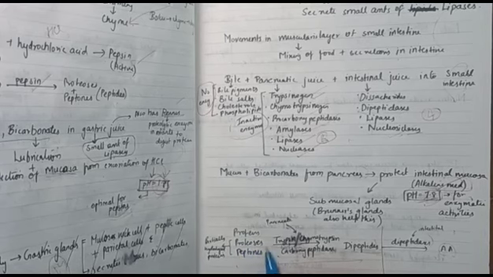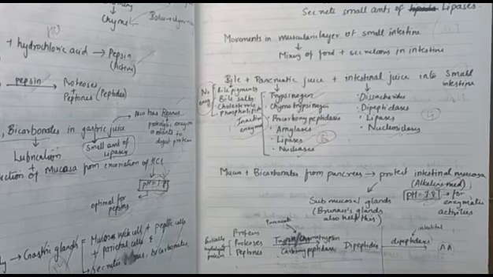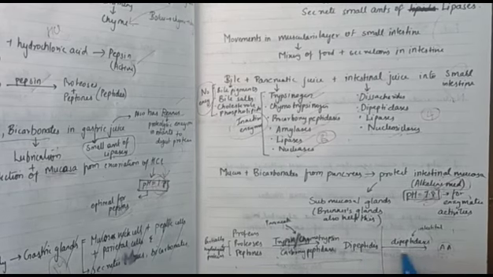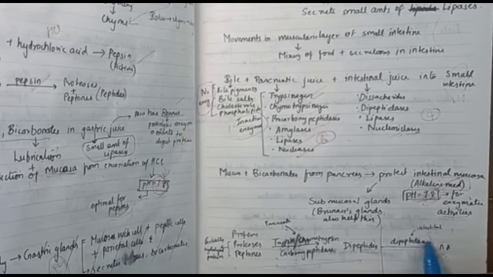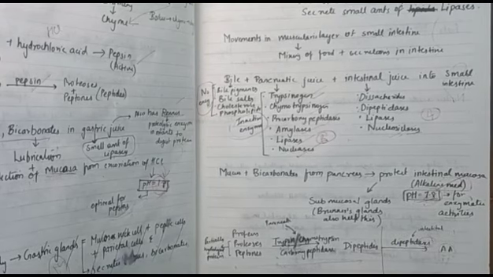Proteins become proteoses and peptones, right? So, this will become dipeptides. Dipeptides will become amino acids. So, dipeptides to amino acids, dipeptidases. The 'ase' is there, so that is the enzyme which will digest dipeptides.